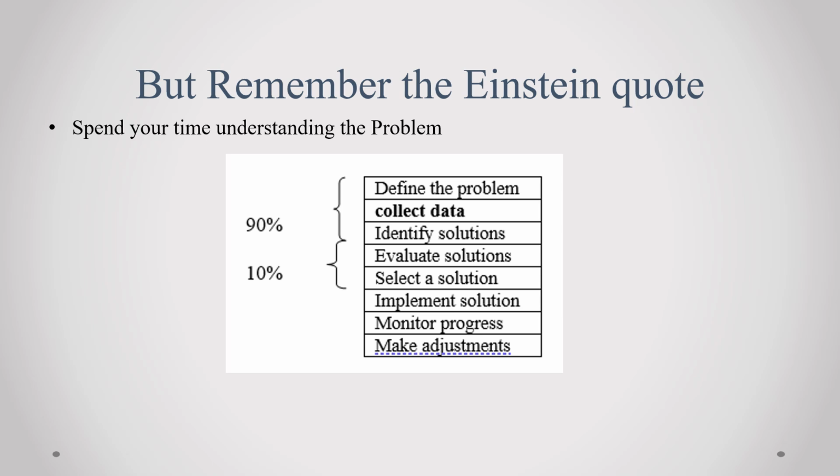But always remember the famous Einstein quote. Remember, the Einstein quote is if I had an hour to solve a problem to save the world, I would spend 55 minutes on identifying and understanding the problem and 5 minutes on coming up with a solution. And so when we look at the basic problem solving or decision making steps, Einstein's argument is spend the time on the front end. Spend your time defining the problem, collecting data, identifying solutions.